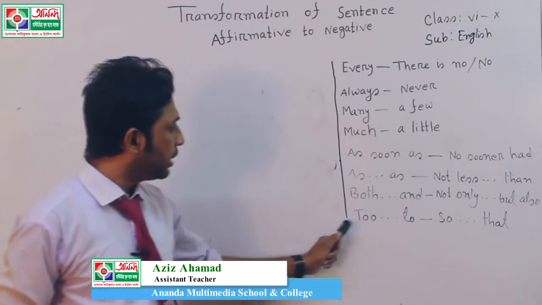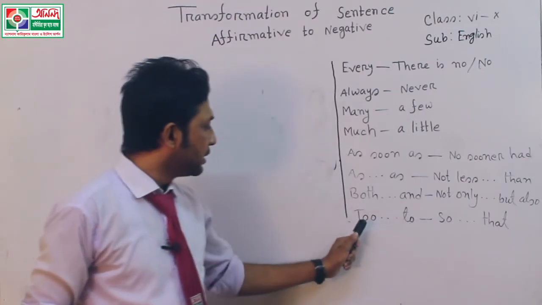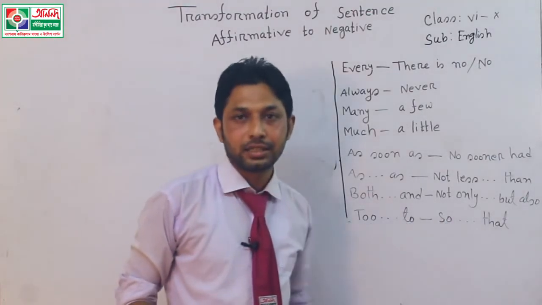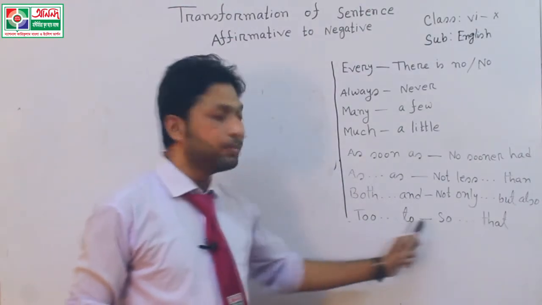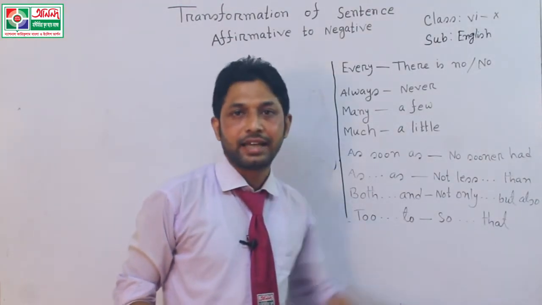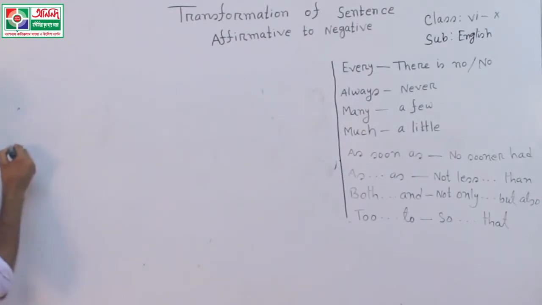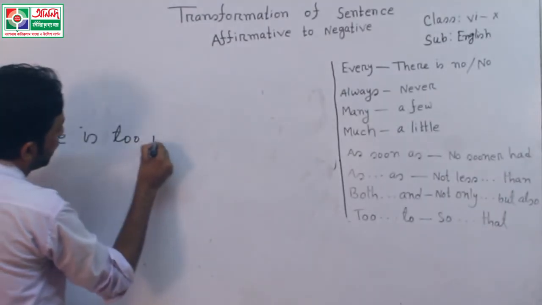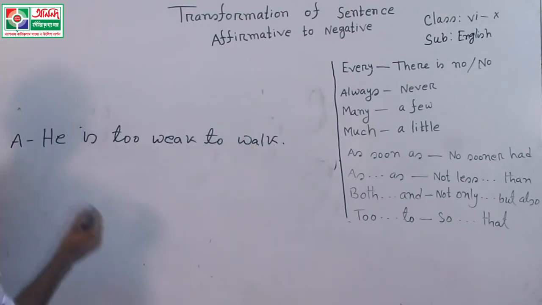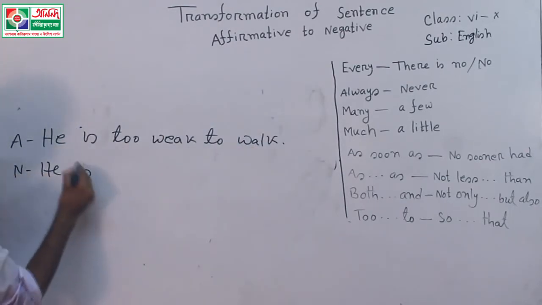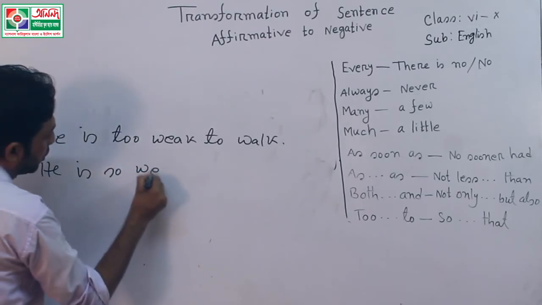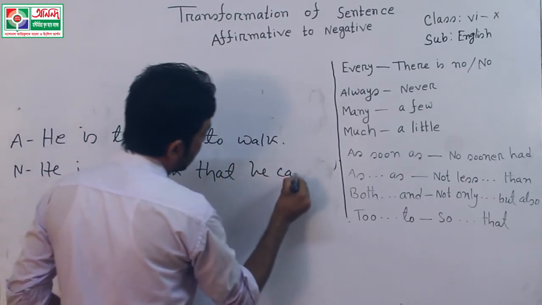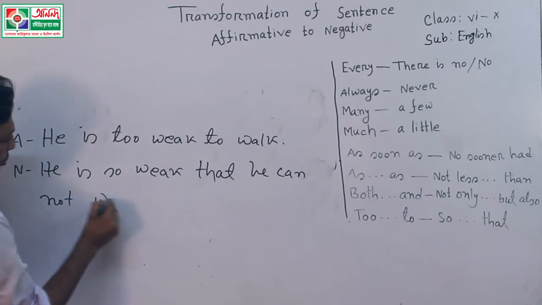and finally for today, to dot dot to, and the first to will be so and the second to will be that. I again say the first to will be so and the second to will be that. For example, affirmative. He is too weak to walk. Negative. He is so weak that he can not walk.